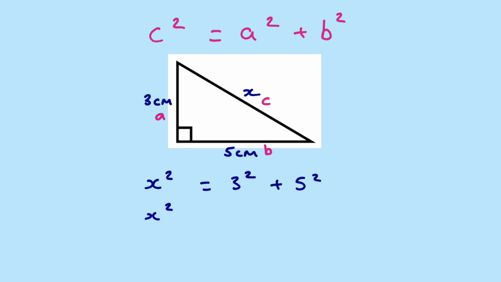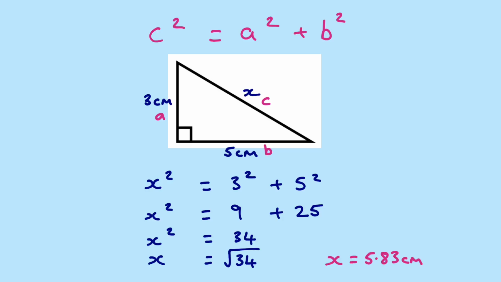which gives us x squared is 9 plus 25. Adding them together gives us 34. So x is the square root of 34. Putting that into the calculator, that gives us an answer of 5.83 centimeters to 3 significant figures.